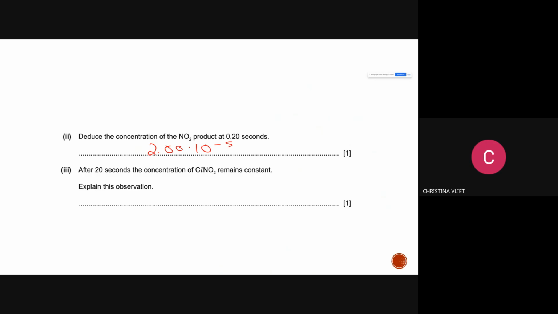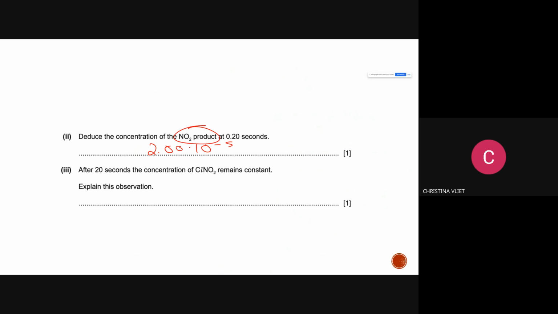So we're assuming we don't start with any product. So this would be 2 times 10 to the negative 5. The decrease of the reactant being the increase of the product, because they said this is the product at 0.2 seconds. And then they say after 20 seconds, ClNO2 no longer changes. The concentration just stays the same.